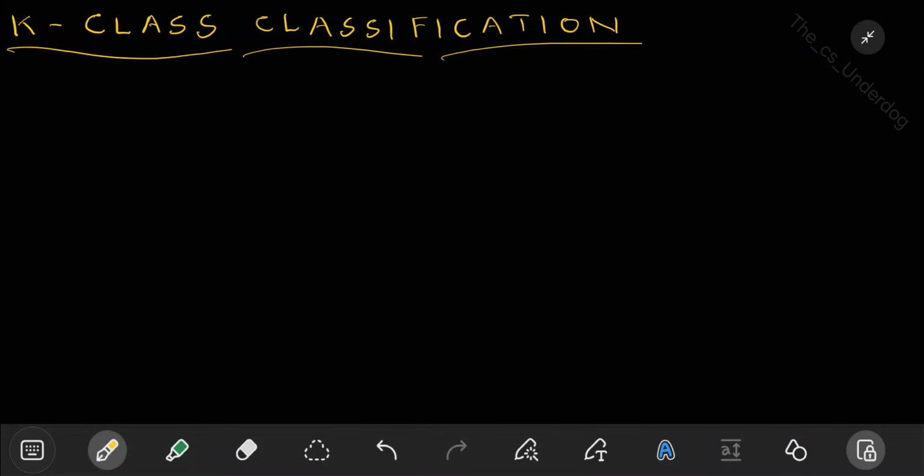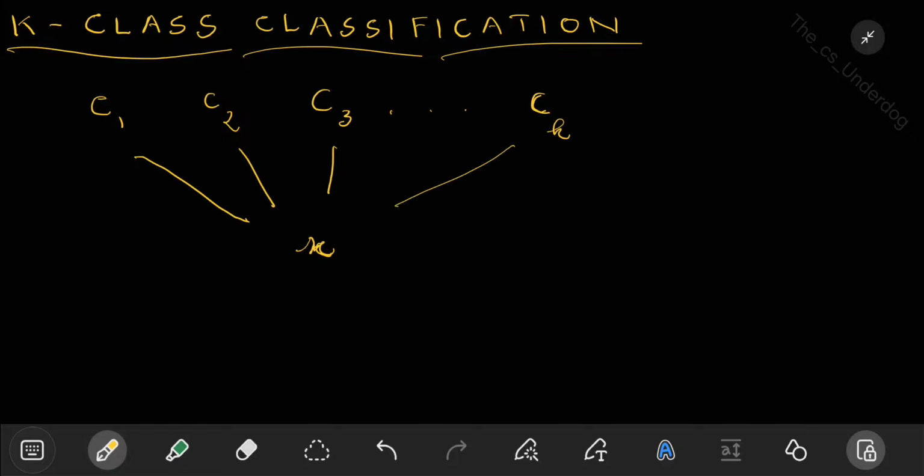K-class classification is a type of supervised learning where the goal is to categorize instances into one of K different classes. That is, we may have multiple classes like C1, C2, C3 up to CK. Whenever you get any input, let's say X, what is your aim? You want to put this into the right class. It may be C1, C2, C3 or any class up to CK.